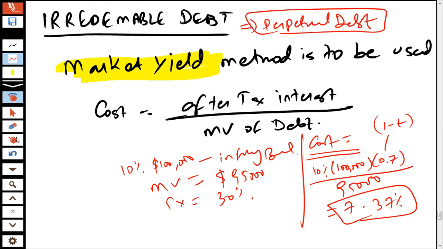Okay, I'll repeat it again. It's the after tax interest divided by market value of debt. How do we calculate the after tax interest? It's simply the interest percentage multiplied by the par value multiplied by 1 minus t. So you end up getting the after tax interest. Then after tax interest divided by market value of debt gives you this cost.